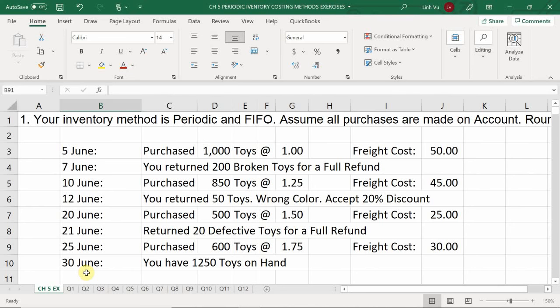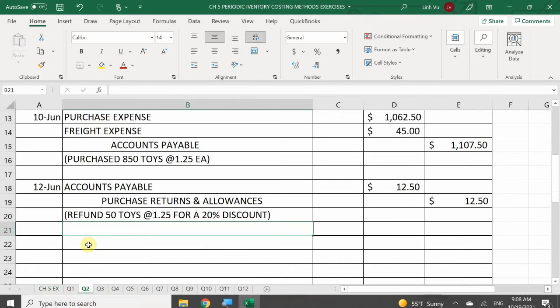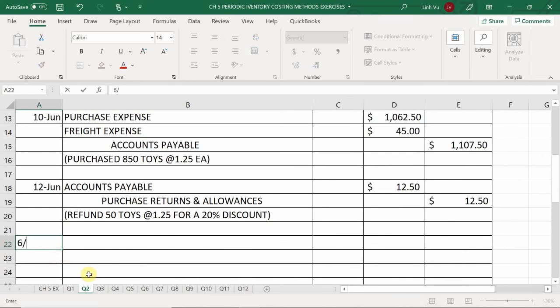It is now June 20th. Okay. We end up purchasing an additional 500 toys at $1.50, with the freight costing $25. Okay. So purchase 500 toys at $1.50 with a freight of $25. So let's journalize that real quick.